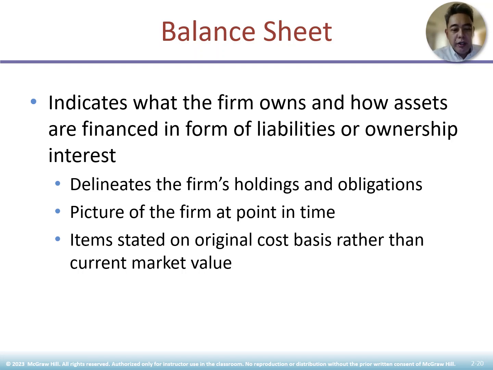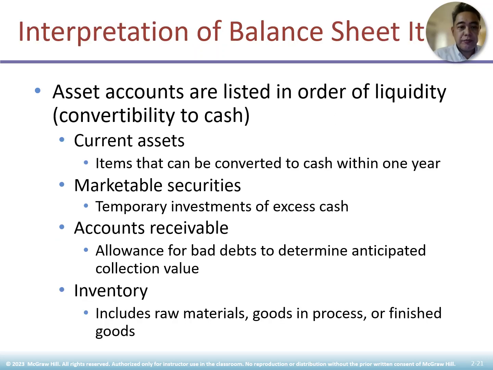So here, let me use the pointer. So the balance sheet indicates what the firm owns and how the assets are financed, in the form of liability or the ownership interest. Now, we're going to go through some of the items within the balance sheet. We'll start with the assets, and then how do we make an interpretation of them in finance?